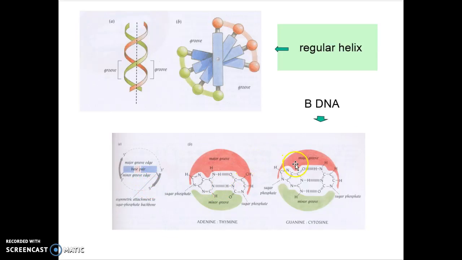In B form, you can see AT and GC base pairs. Actually, the way the base pair is connected to the sugar phosphate is this way and this way. And again, you see an asymmetric chemical bond.